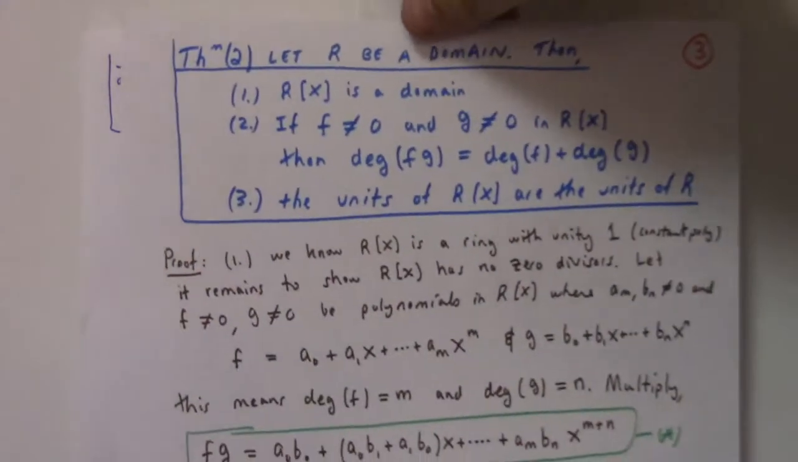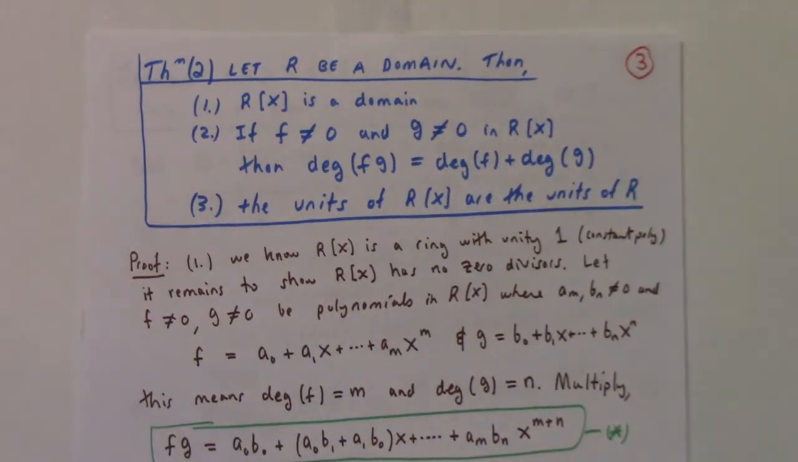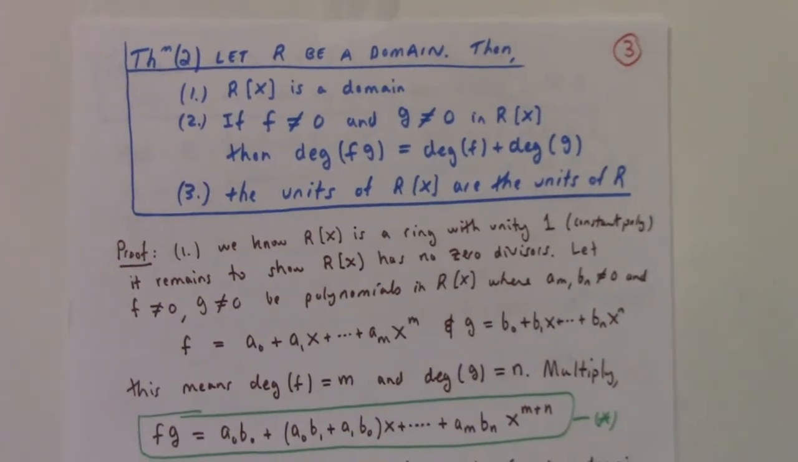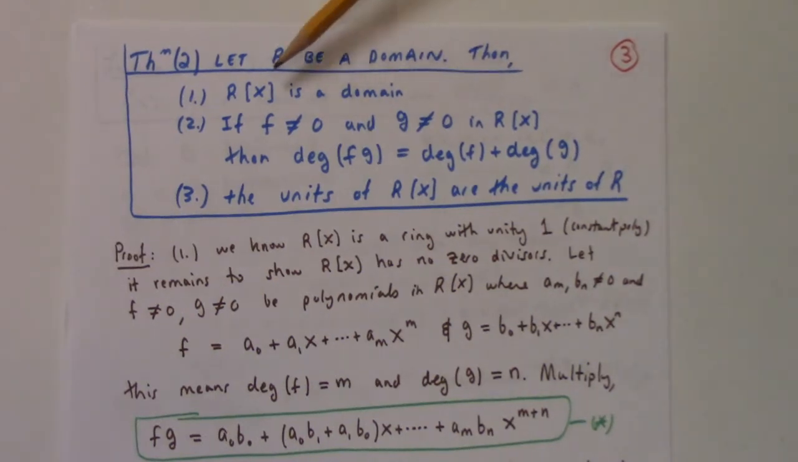Theorem 2 is a little bit more interesting. And so let R be a domain. That means that it has no zero divisors, but it doesn't imply that it has to be commutative, right? An integral domain is a commutative domain in our language. Then polynomials with coefficients from the domain form a domain.